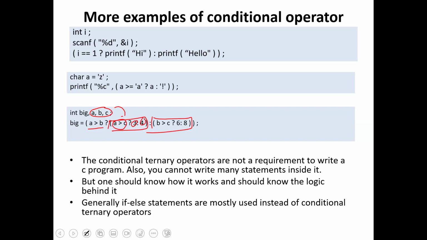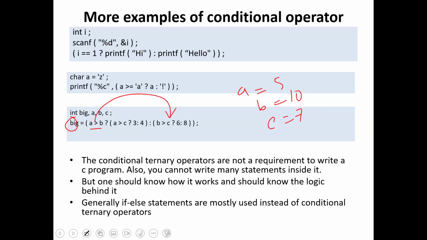Okay, just before leaving, can you tell me, if my input is A is 5, B is 10, and C is 7, what will be the value of big? 6. Okay, let's see. Is A greater than B true? 5 is greater than 10? No. It will jump here, right? Is B greater than C? Yes. So it will bring 6 to big. So the big value will be 6. Got it? This is how it works.